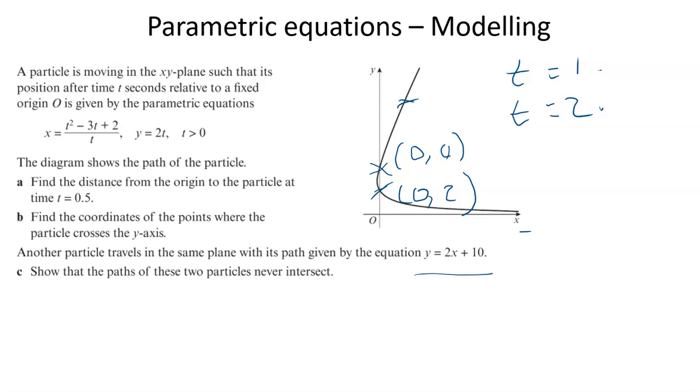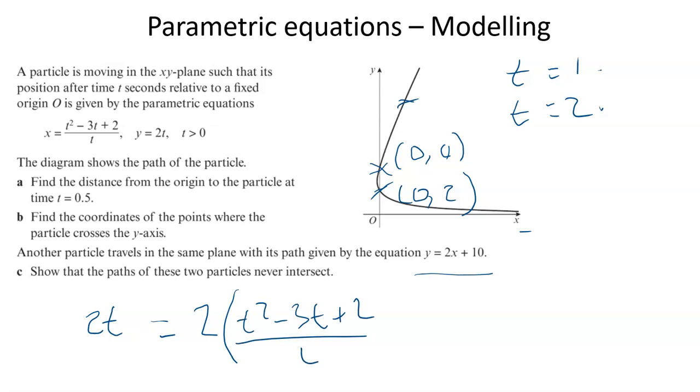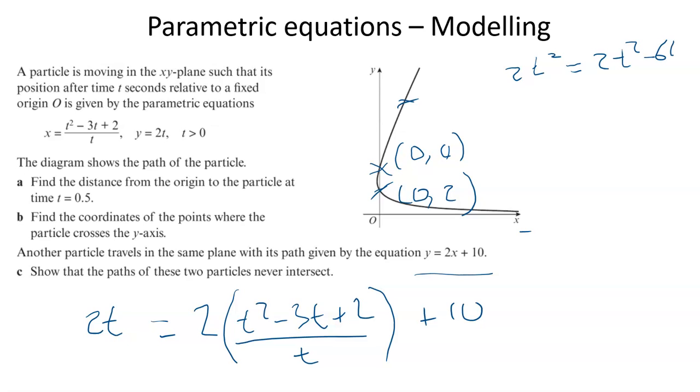So substituting these in, we get 2t equals 2 lots of all of this gubbins. So crumbs, t squared minus 3t plus 2 all over t, and then plus 10. Right, okay, so if we times everything by t, then I think we're going to have to delete this and move up the page a bit. So times everything by t. So we're going to have on the outside 2t squared equals, and then times through by the 2 here, 2t squared minus 6t plus 2 times 2 is 4, and then plus 10t.